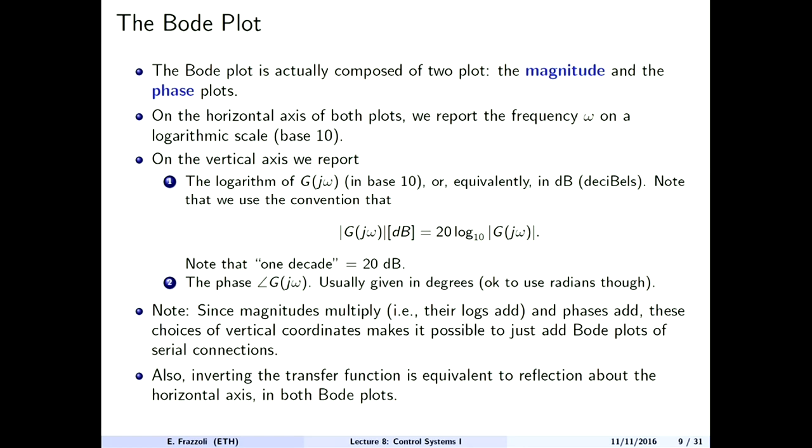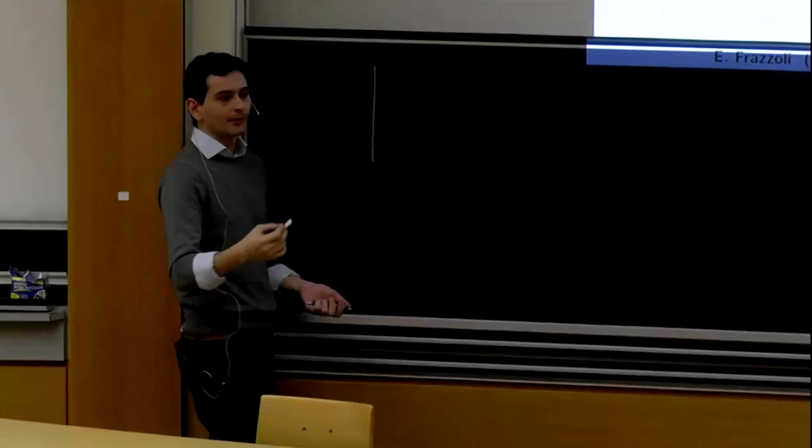We got that the objective is characterizing the magnitude and phase of this transfer function. And they're two different functions, so we describe them with two different plots.